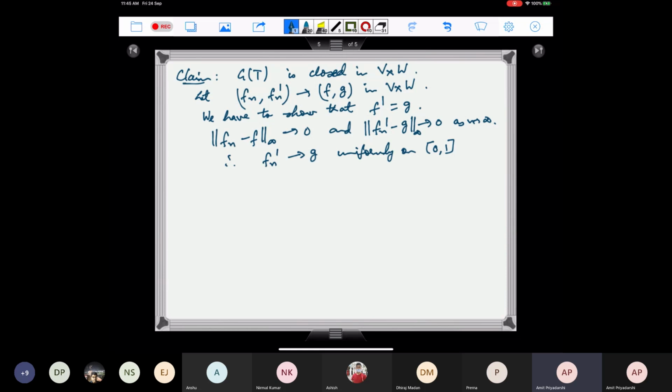and if f_n prime converges to some function g uniformly, then this will imply the integral of f_n prime(s) ds from 0 to t converges to the integral of g(s) ds from 0 to t. Right, this is true for all t in [0,1].